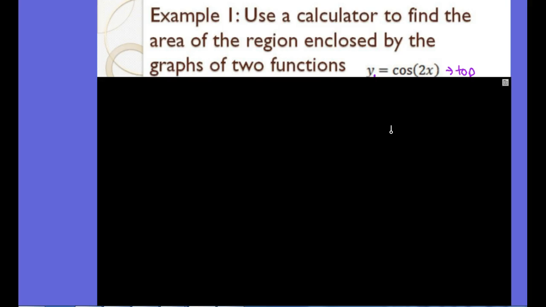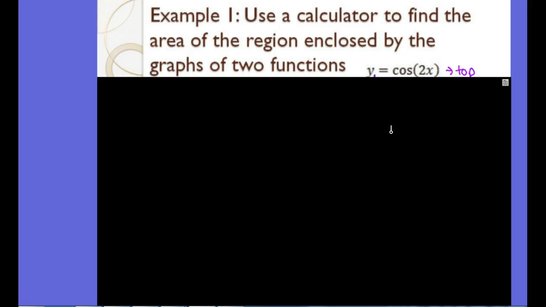Find the area of the region enclosed by the two graphs. So that means we need to find their points of intersection. So where do they intersect? How do you find that on the calculator? POI. We can't say 1/2, I need the actual value, like 1.15. Remember, you need to have 3 decimal places. 1.153.